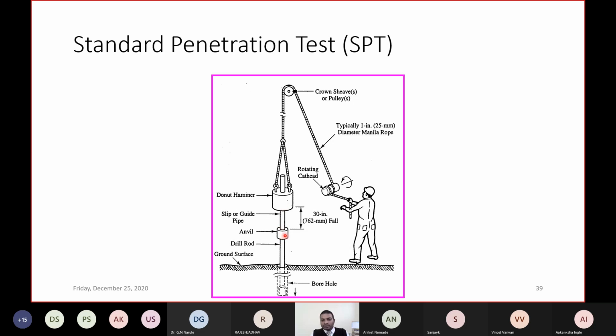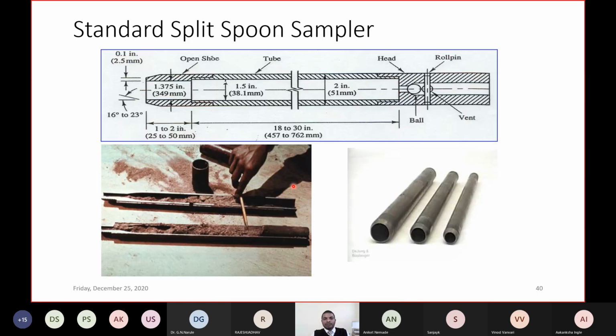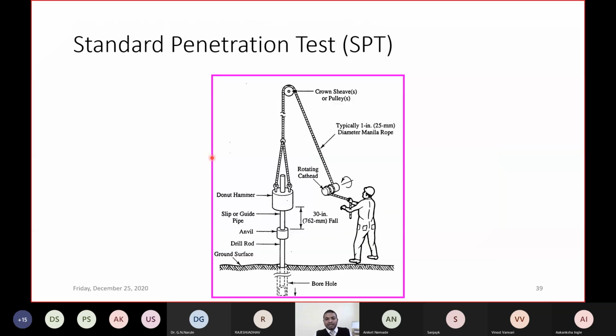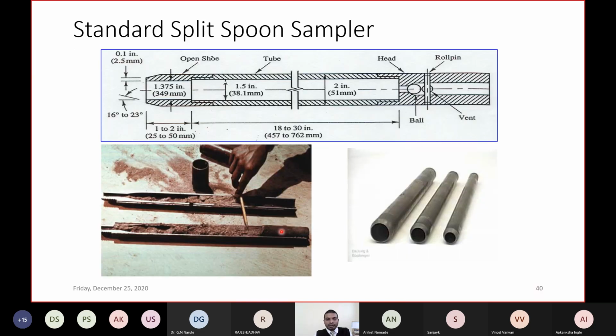Over this anvil, the weight of the hammer is falling from a height of 76 centimeters. It can be a mechanical or automatic operation, or manual operation is also there. Then, about the split spoon sampler, the sampler is attached at the bottommost portion, where these N numbers are also recorded.